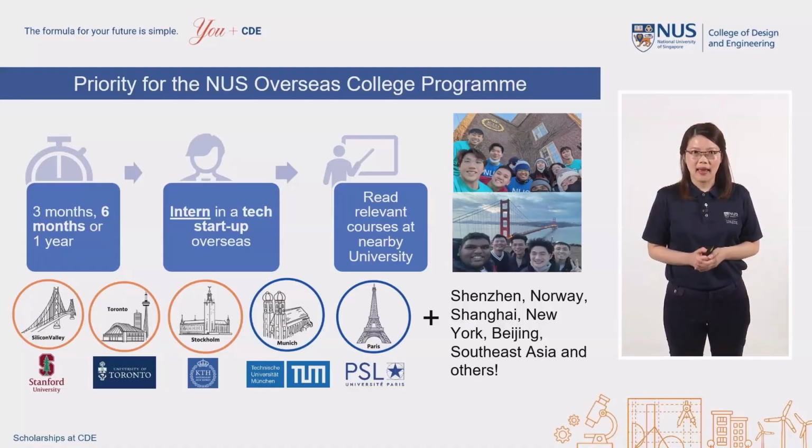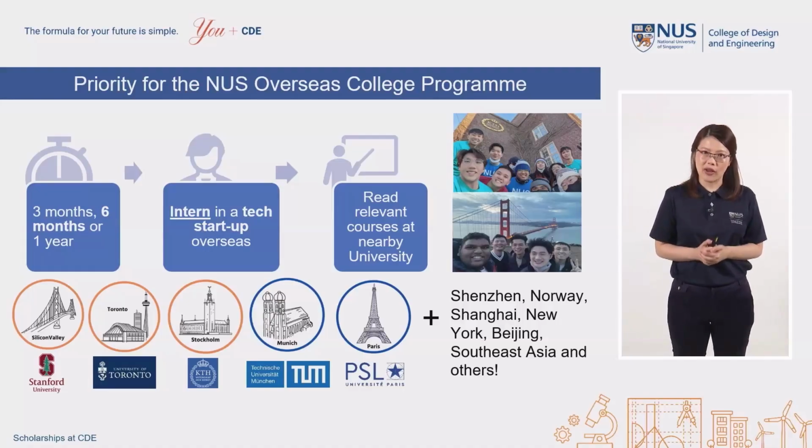As you can see, these locations are innovation hotspots around the world, such as Silicon Valley and Shenzhen. And here are some of their happy faces at these places. The scholarship provides priority access to the NOC program, and the same $5,000 subsidy is provided.